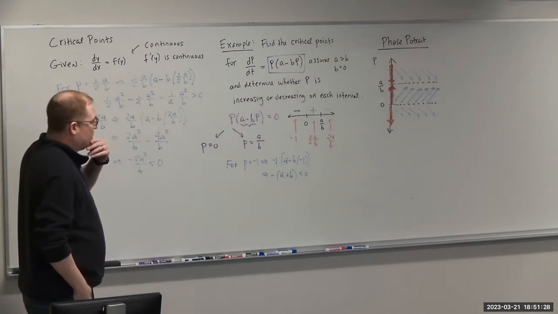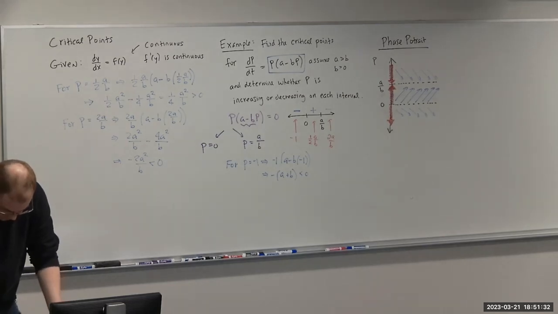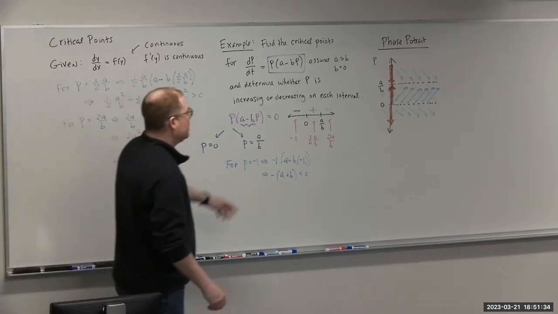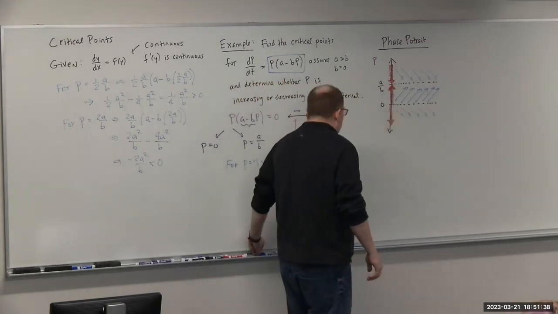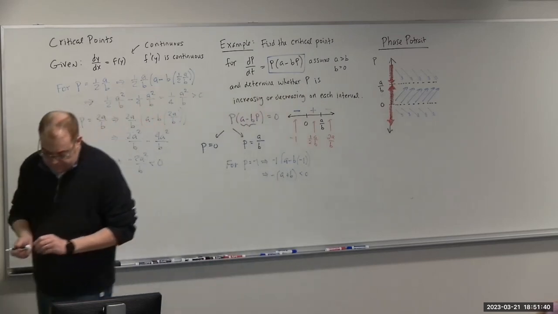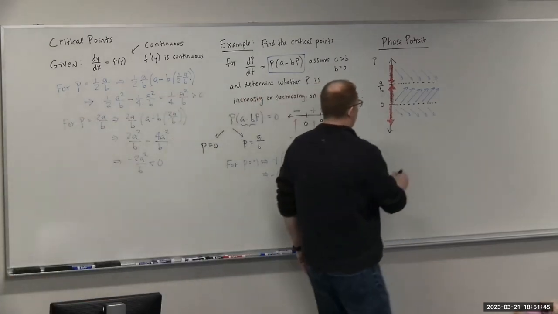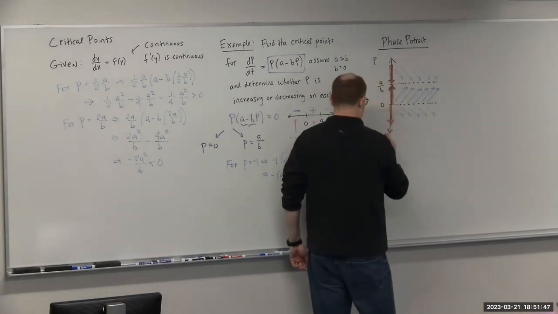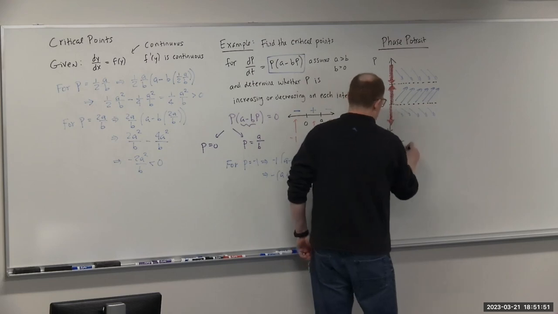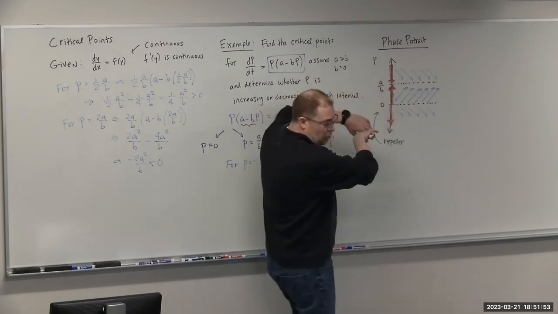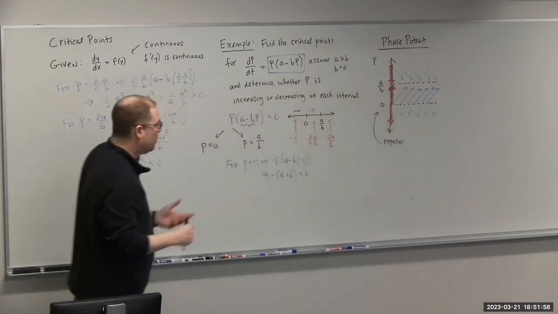There are a few names for these points. Zero here is called a repeller. Basically what that's saying is that the solution curves are facing away, they're going to move away from it. So this is what we call a repeller.